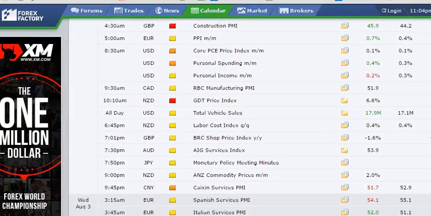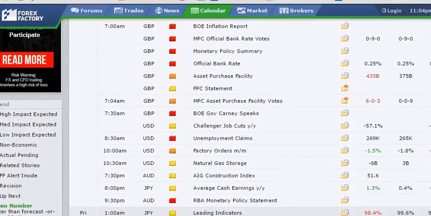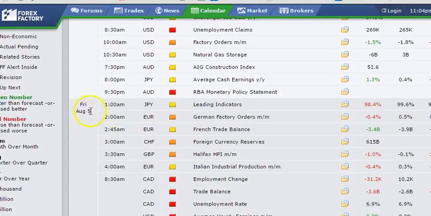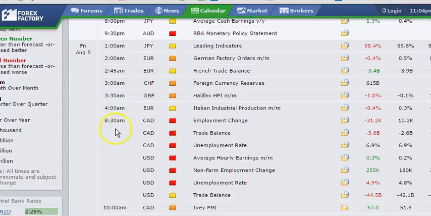And coming back to the other thing that was very important last week, besides Great Britain reducing its interest rate, was the fact that on Friday we had the non-farm payrolls and the employment news for the Canadian economy. So taking a look here at Friday, August the 5th, you can see that at 8:30 in the morning, right over here, the non-farm payroll, that's the employment change.